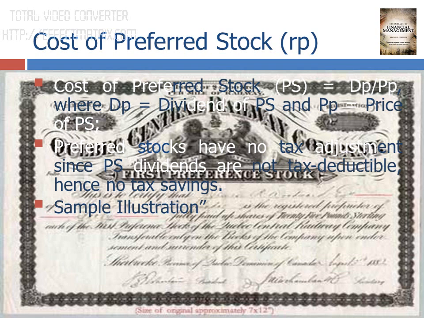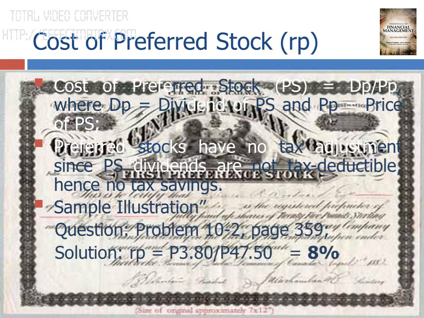Done. Okay. Sorry. In problem 10-2, you're given that your preferred stock price is 47.5 and the dividend is 3.8. What is the cost of preferred stock, or RP? You just divide 3.8 by 47.5, you get 8%.